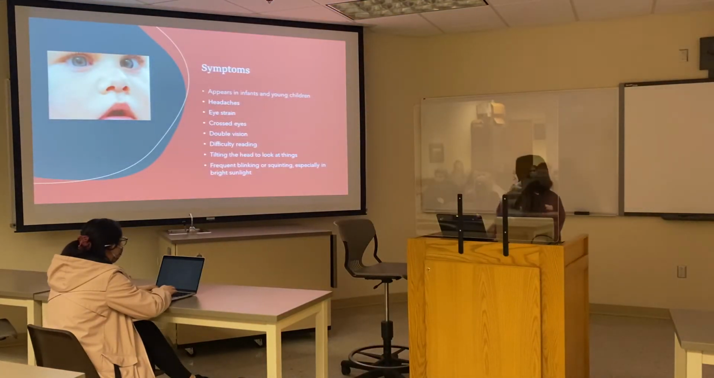For symptoms, it appears in infants and young children, usually by the time they turn 3 years old, but it can also appear in older children and even adults. You can have headaches, eye strain, cross-eyes, double vision, difficulty reading, tilting the head to look at certain objects, and frequent blinking or squinting, especially in bright sunlight.